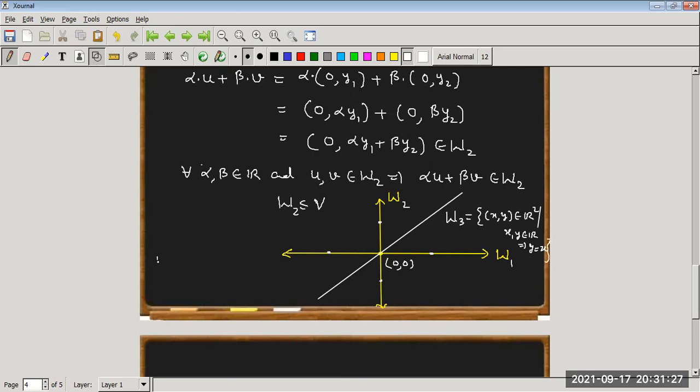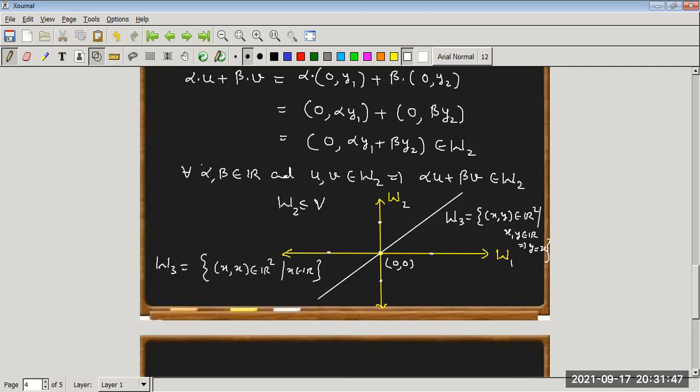Or we can also write W3 as, because y equals x, we can write this as (x, x) in R², such that x belongs to R. Right? So we have to show whether this is a subspace or not.